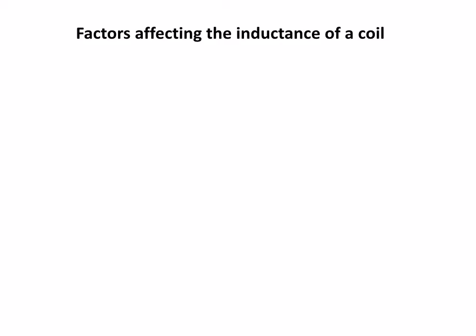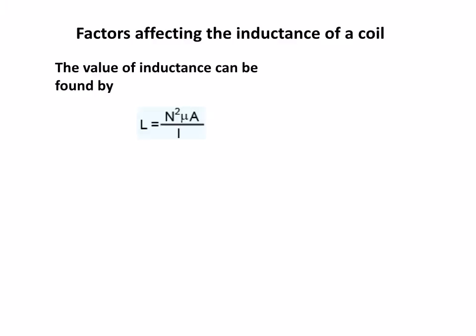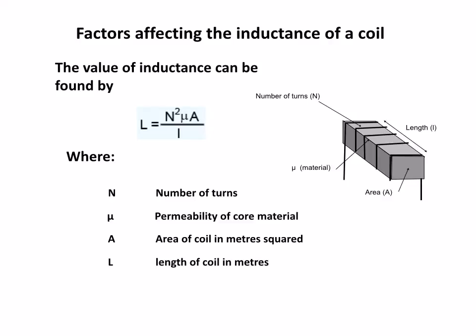The factors affecting the inductance of a coil, so how good it is at generating an EMF with a change in current. We get this formula: L, which is the inductance, is N squared times mu times the area divided by the length, where N is the number of turns, mu is the permeability of the core material, A is the area of the coil in meters squared, and the length of the coil is in meters. Now you see it's N squared, so the number of turns is the biggest factor in determining the inductance. The more turns we can get there, the more inductance.